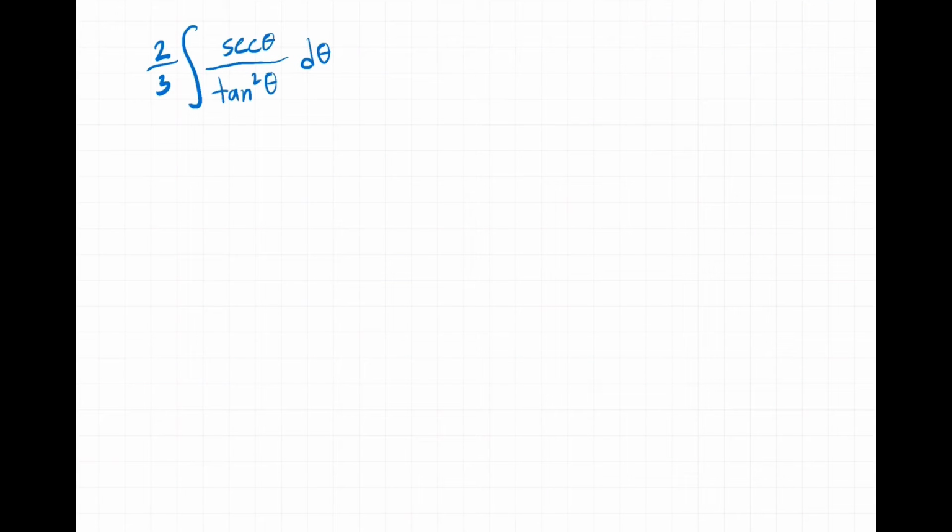So let's go on a new page here so we have a little more room. We're looking at 2/3 times the integral of secant theta over tangent squared theta d theta. Now, we can use all the tactics and techniques that we have from section 7.2 here to try and handle this integral involving trig functions. We're accustomed to dealing with integrals involving secant and tangent, and typically we want to try and do some kind of a u substitution here.